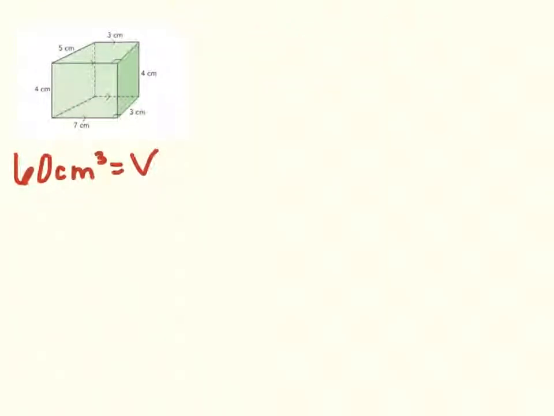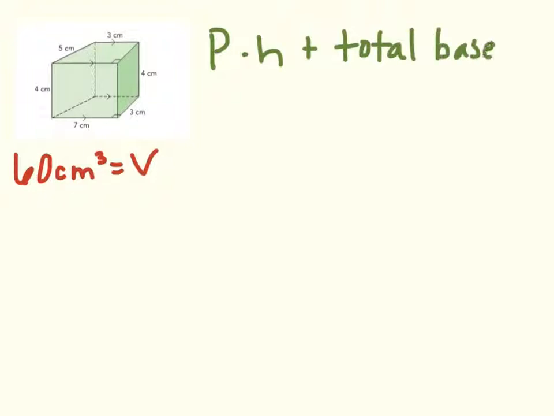Now let's solve for the surface area. The surface area of the wooden block is going to equal the perimeter of the base times the height plus the total area of both bases. So let's begin with the perimeter of the base. The base measures 7 by 3 by 3 by 5. See where I'm getting all those numbers? And then we're going to multiply that by 4, which is the height.